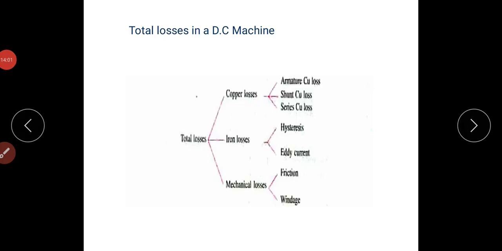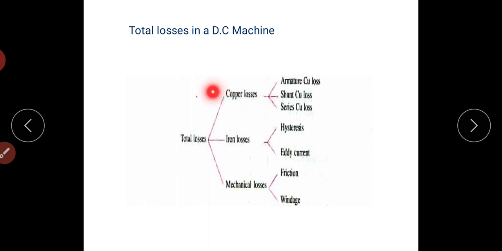Next topic, the total losses in a DC machine. The total losses in a DC machine are divided into mainly three types. First copper losses, second iron losses, third mechanical losses. These losses are due to windings, these losses are due to the core, and these losses are due to bearings and air gap. So total losses equals copper losses plus iron losses plus mechanical losses.